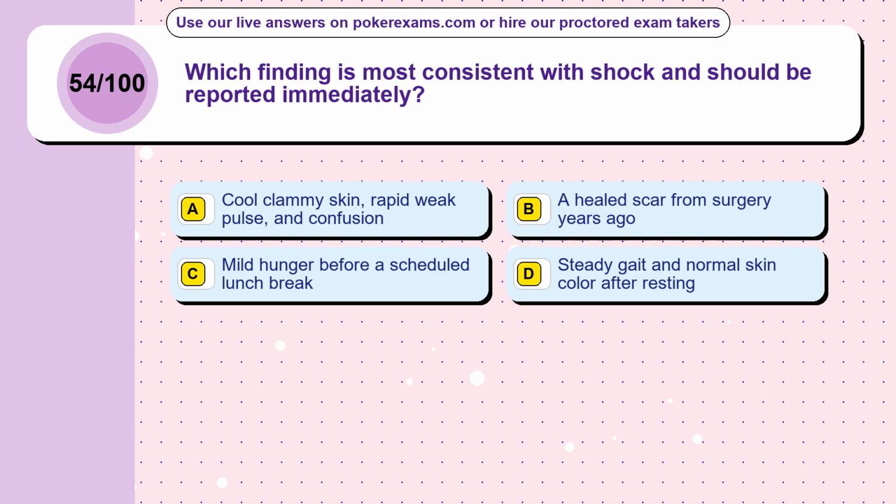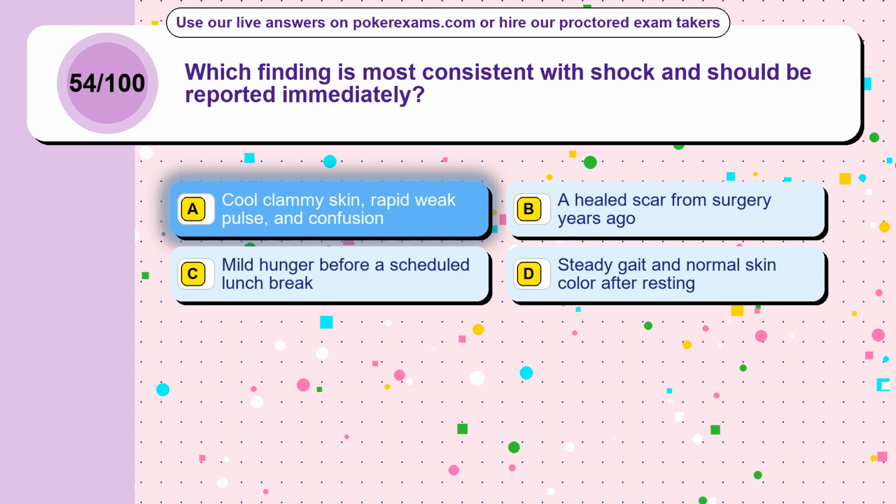Mild hunger before a scheduled lunch break. Option D. Steady gait and normal skin color after resting. The correct answer is option A.